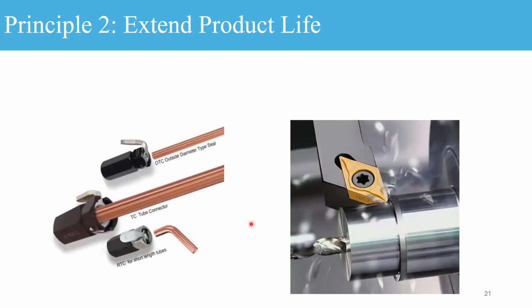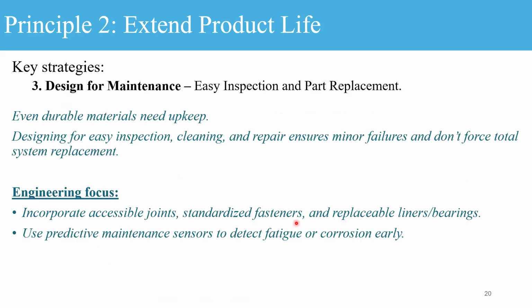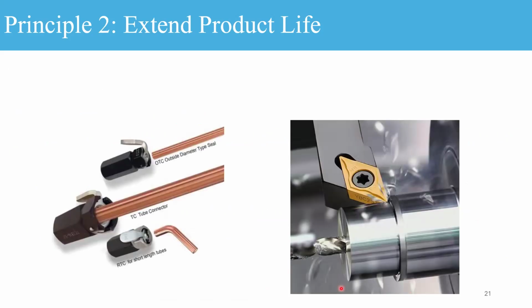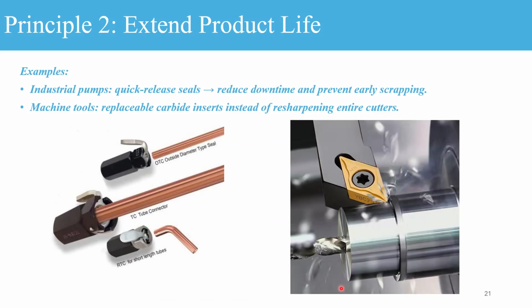The engineering focus here is to incorporate accessible joints, standardized fasteners, and replaceable liners or bearings. And we also use predictive maintenance sensors to detect fatigue or corrosion early in their stage. These are some examples. Industrial pumps usually have quick release seals, which reduce the downtime and prevent early scrapping. In machine tools, we can use replaceable carbide inserts instead of resharpening the entire cutter. So in this machine tool, we can just use this section, which after wear can be replaced rather than having to replace the entire section. So these are some of these key strategies.